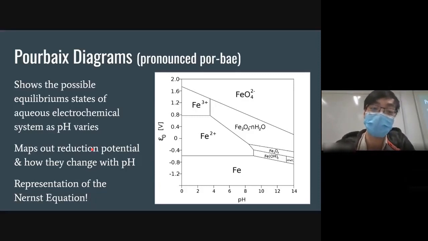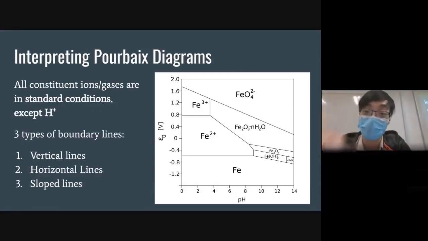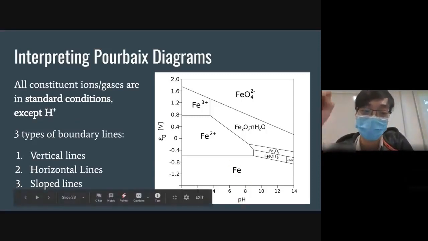If you think about how reduction potential changes with the concentration of some of the constituent ions, you might be reminded of the Nernst equation, which describes how reduction potential changes with concentration in equilibrium. So the Pourbaix diagram is really just a representation of the Nernst equation graphically. Something to know about the Pourbaix diagram is that all the constituent ions and gases in the reaction, in this case the iron-containing compounds, are in their standard conditions. So for aqueous solutions, 1 mole per dm cube, and for gases 1 bar, except for H+, of course, because you are varying the pH here.